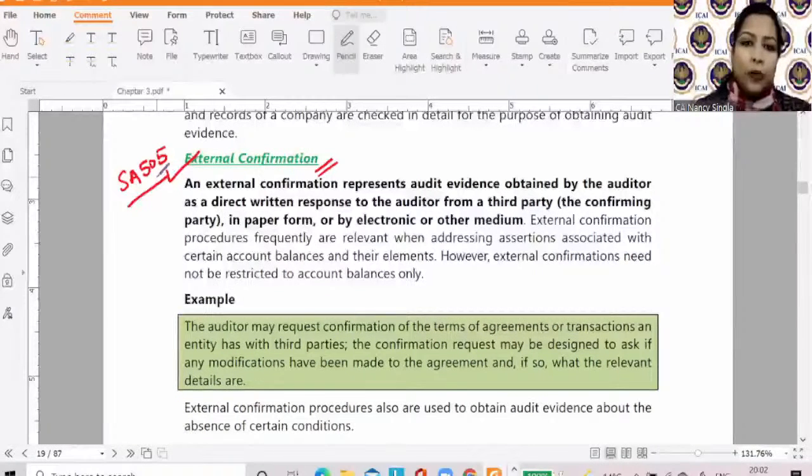Okay, now not only account balances can be confirmed, various terms and conditions can also be confirmed from the party. The auditor may write to the third party, debtor, please tell me what is the discount that I have offered to you. What are the terms and conditions of your agreement? Okay? So the rest in detail, we will be doing in SA 505. Okay?